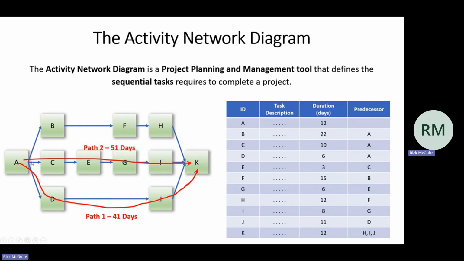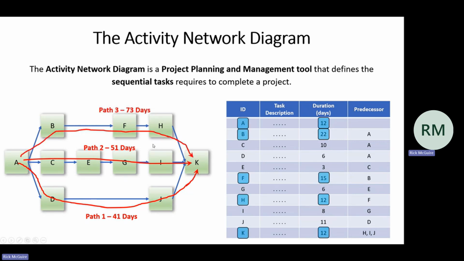Path number 2 here is going to take 51 days to complete, right, if you just add up these tasks. And then the third and final path, and this happens to be the critical path, is path number 3. So this is tasks A, B, F, H, and K, and that's going to take you 73 days.